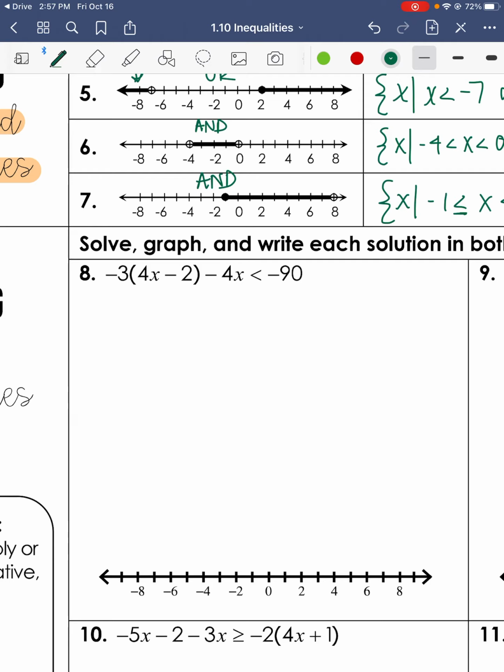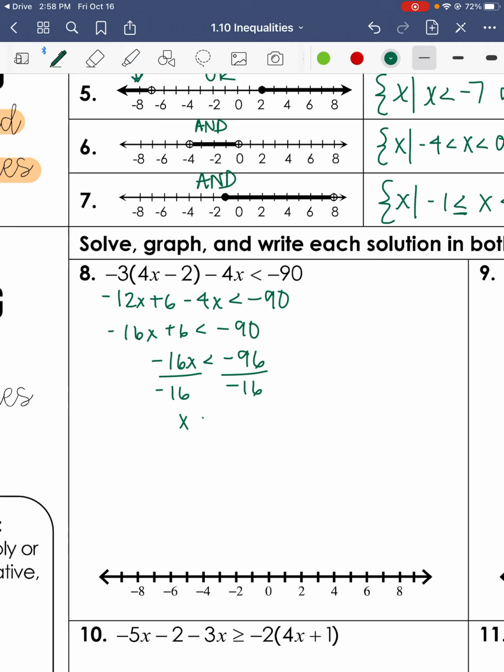So if we were looking at this like an equation, first we would distribute here, right? So let's do negative 12x plus 6 minus 4x is less than negative 90. So I just distributed this negative 3. Let's combine like terms on the left side. Negative 12x minus 4x would be negative 16x plus 6 is less than negative 90. Let's subtract 6 from both sides. So we have negative 16x is less than negative 96. Okay, divide by negative 16 to get x by itself.